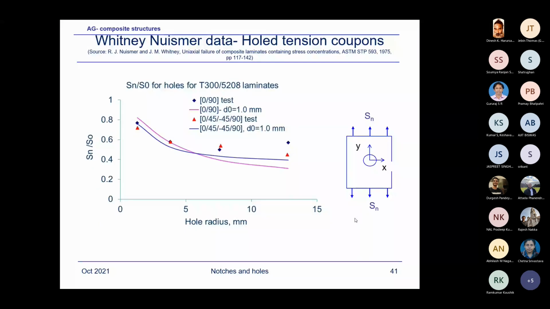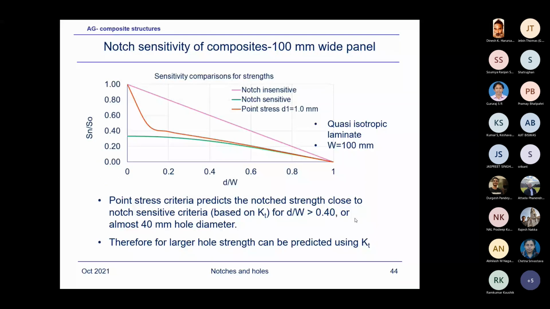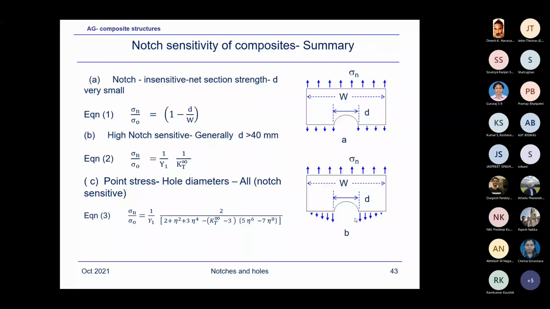I showed last time this notch sensitivity criteria. The first one: what happens if the material yields when you apply the load, in this section of the panel or plate? Like in aluminum, a very yielding, ductile material, general yielding will occur. You don't have much stress concentration over here.